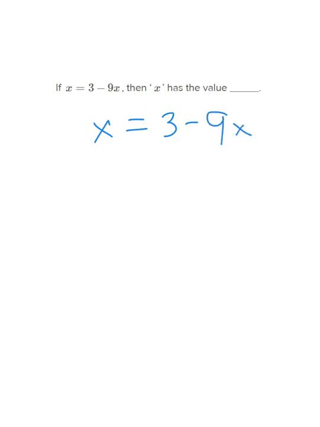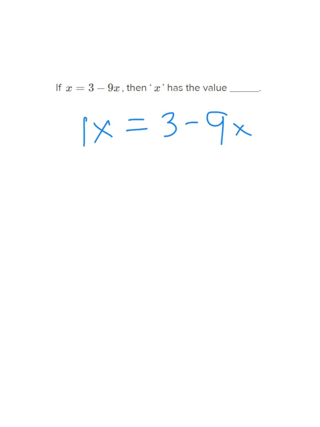Let me ask you a question. How many x's are right here? I heard you say the right answer. It's 1. So instead of just having an x there, we can write down 1x.